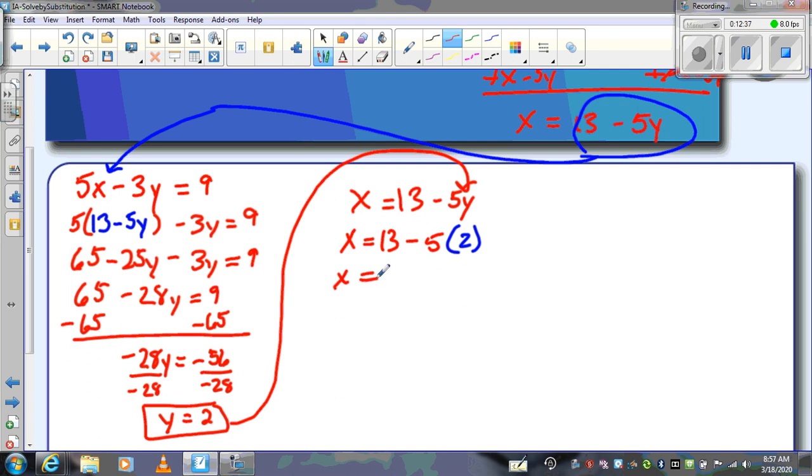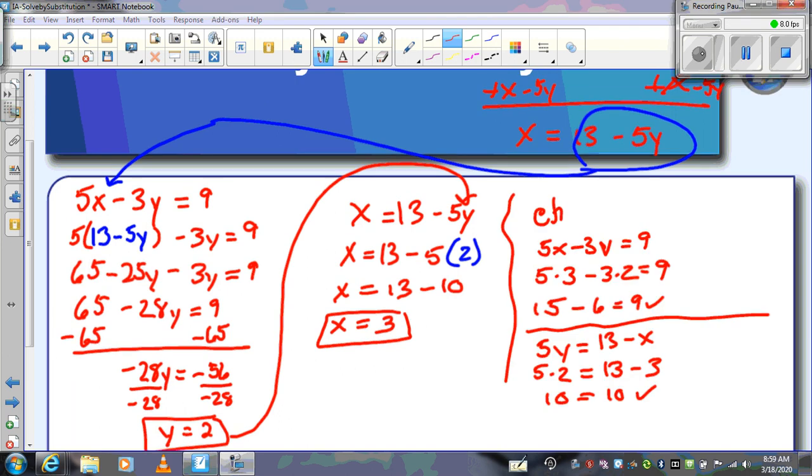So x is equal to 13 minus 10. X is equal to 3. Now I'm going to pause the video and do a quick check just to make sure, and you can see my check. So I'm going to pause the video now. So I just did my check, and you can clearly see that it works.